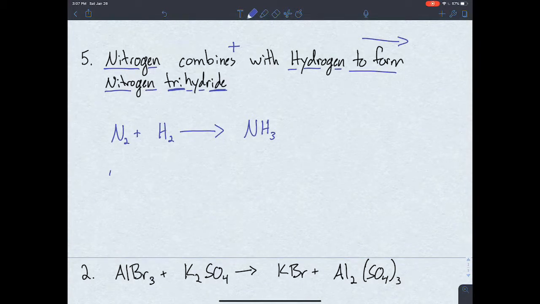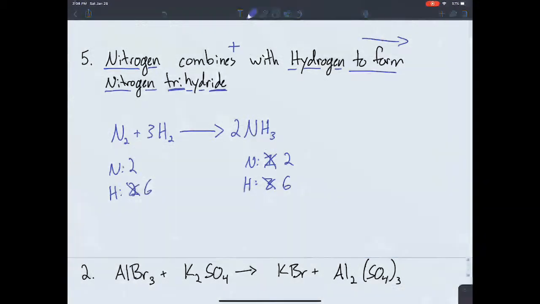Let's go through it. N2 plus H2 gives NH3. Okay, again, I got my 2 and 3 thing going on. So I'm just going to make this hydrogen over here 6 first, which also makes this nitrogen 2. This hydrogen is now 6. I come over here, I need 6 hydrogens, so I throw a 3 right here. Now I have 6. And my nitrogen is already diatomic over here, so I have 2.